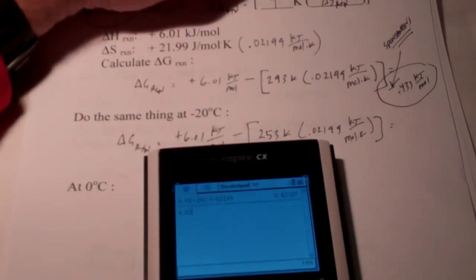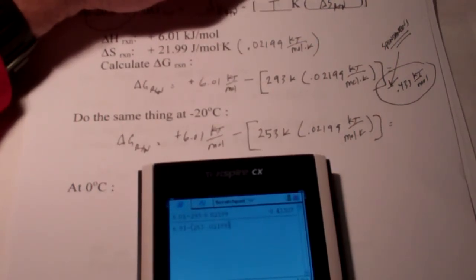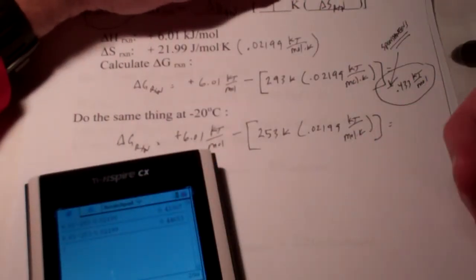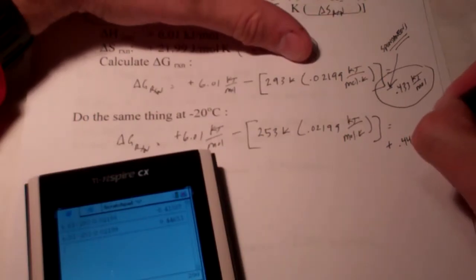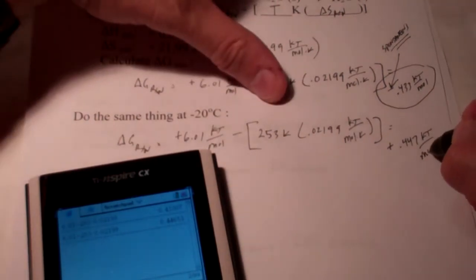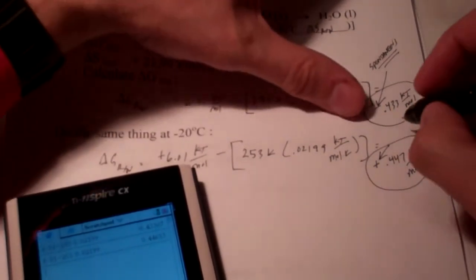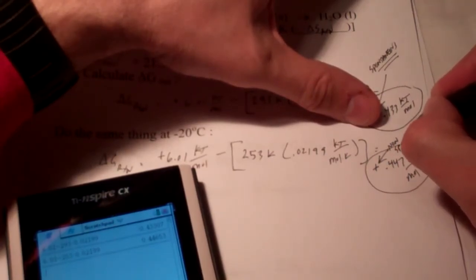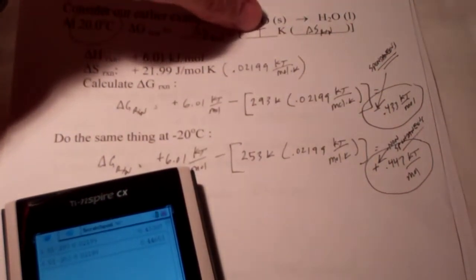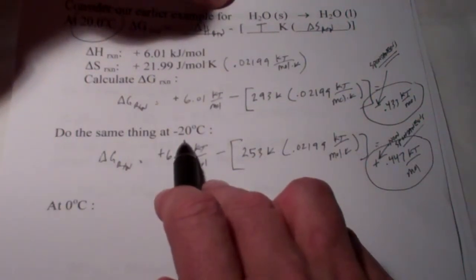6.01 minus, my parentheses key, 253 times 0.02199. And I end up with a positive number this time. Positive 0.447 kilojoules per mole. Now the important sign here is the positive sign, and that tells us that this is non-spontaneous. Okay? So, of course, ice does not melt spontaneously at that low of a temperature.